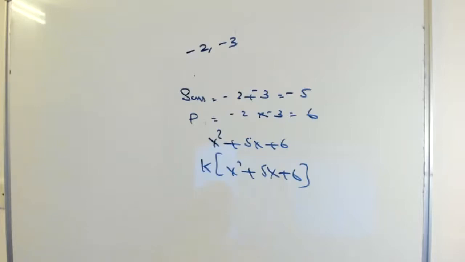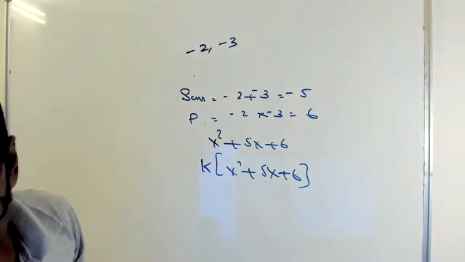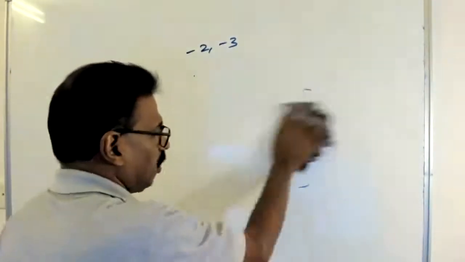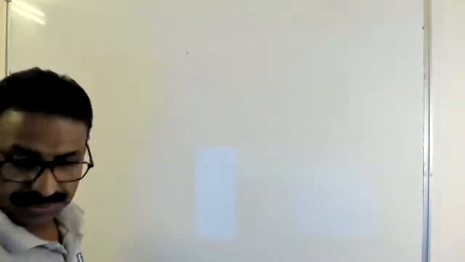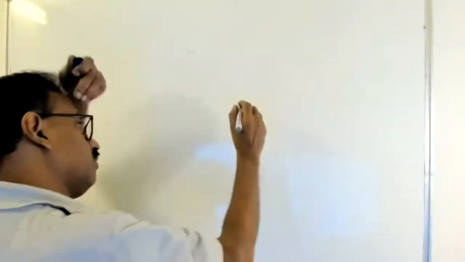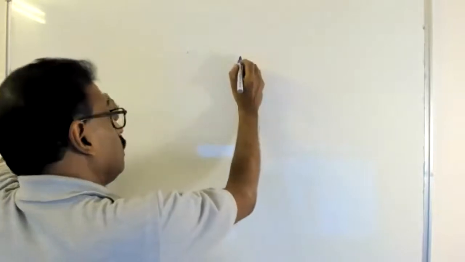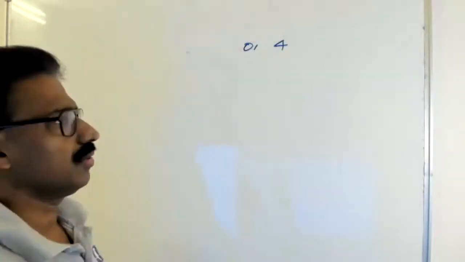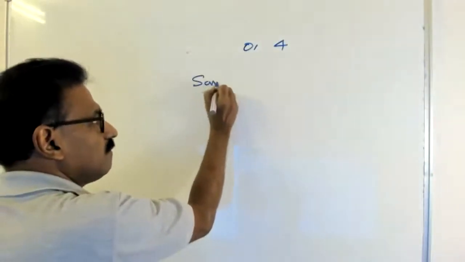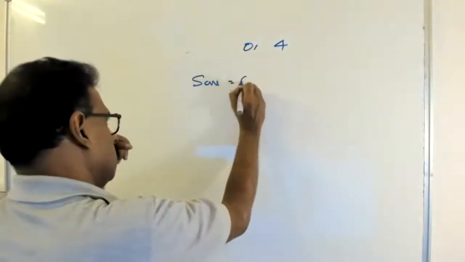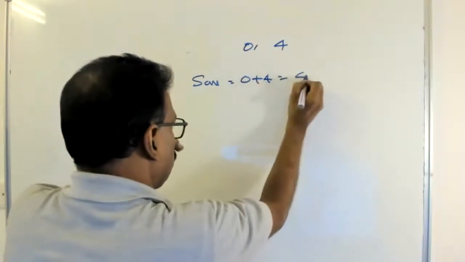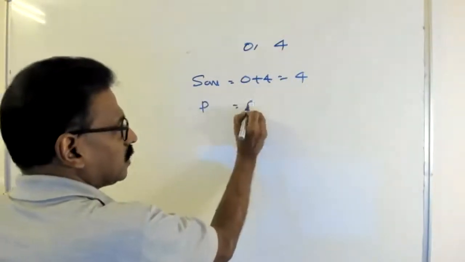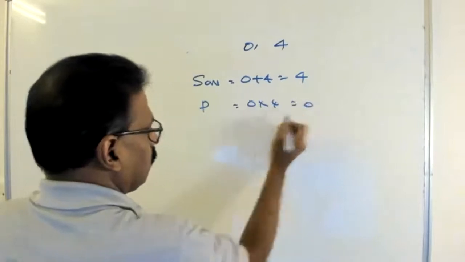Yes, sir. Okay. So now, I'm just giving the zeros, you have to write the polynomials. Format understood? First you write, suppose one example, look here, 0 and 4. You write first like this, sum equal to 0 plus 4 equal to 4. Product 0 into 4 equal to 0.